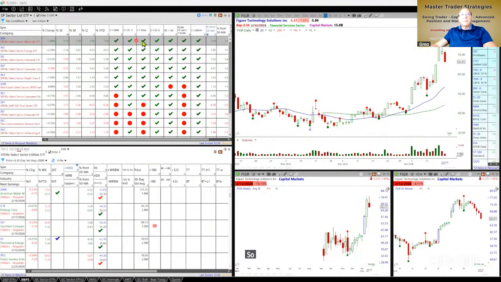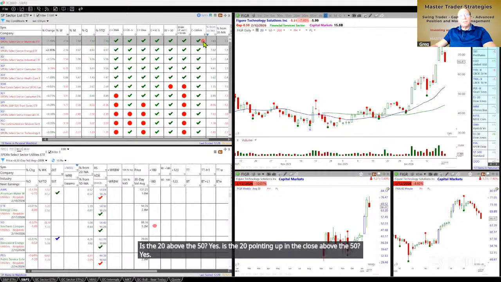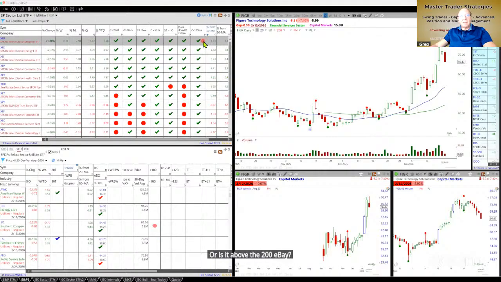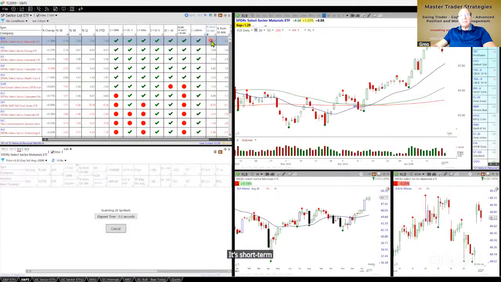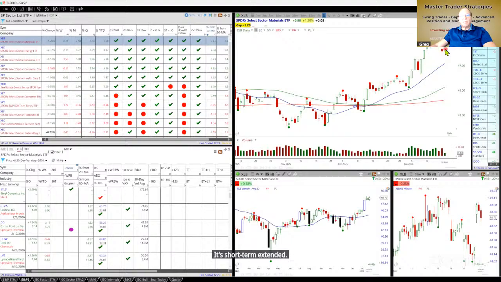So is it above the 50 MA? Yes. Was it above last week? Yes. Is the 20 above the 50? Yes. Is the 20 pointing up and the close above the 50? Yes. Well, is it above the 200 MA? Yes. It's a good sector. It's short-term extended, but it's in a beautiful uptrend. What does that mean? Buy pullbacks.